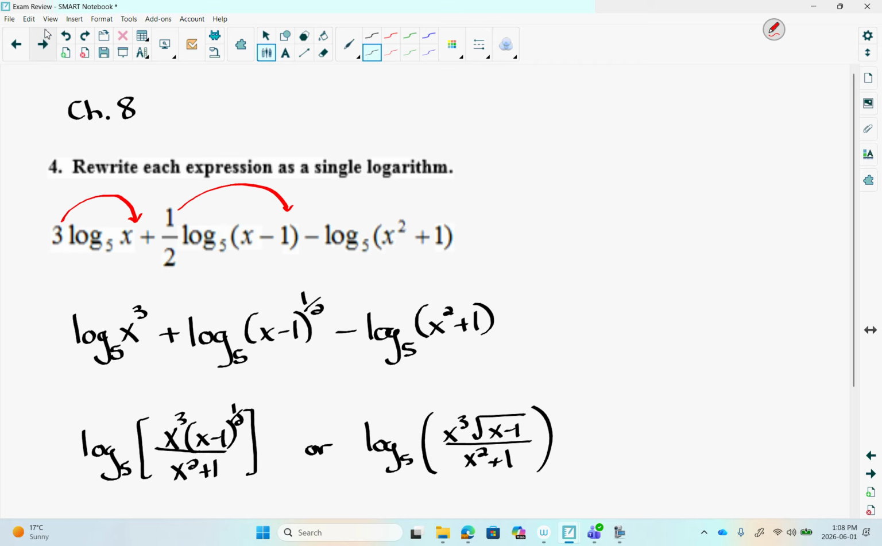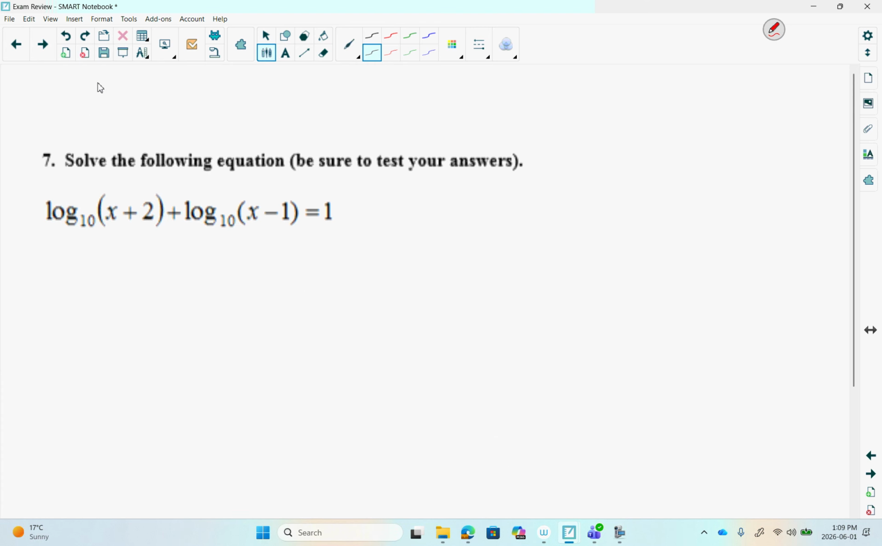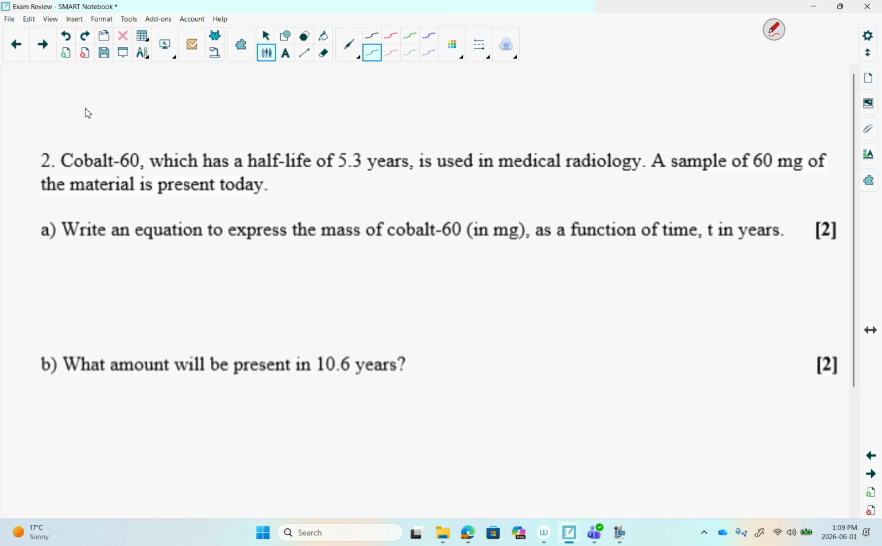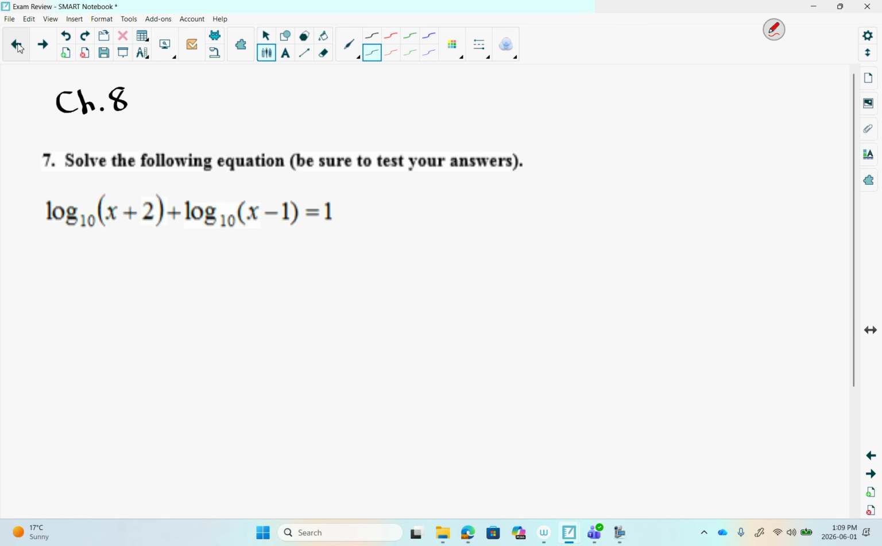Flip over, next one. You get 2 more examples. We've got a logarithmic equation. So this is also from chapter 8. And then we have a word problem, which really you could use chapter 7 methods or chapter 8 methods. But let's do this one.